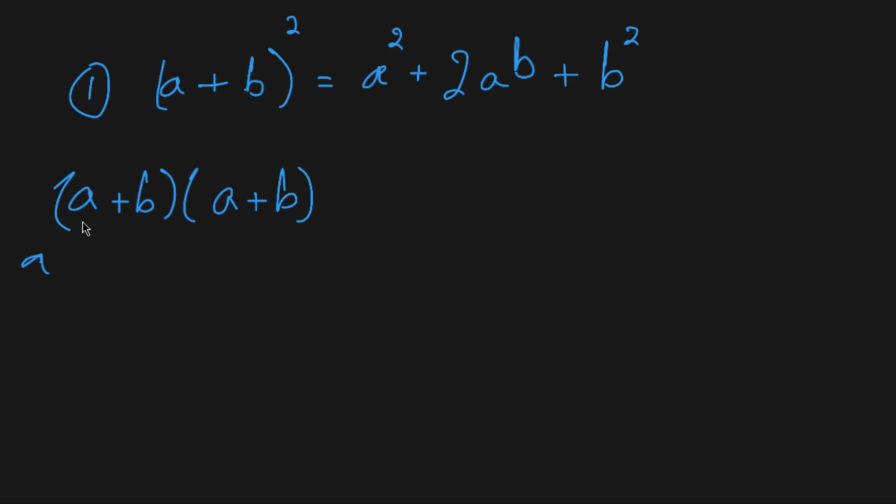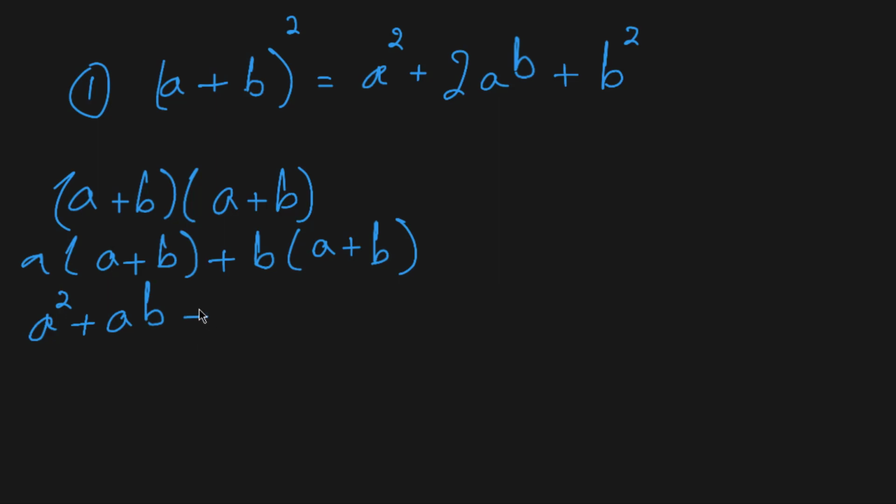Now if you multiply this by the distribution method, so take that a and write it in multiplication with this bracket, so that will be a plus b, and then take this positive b from the first bracket and write it in multiplication with the next bracket. And now simplify this. So a times a is a squared plus a times b is ab plus b times a is ba or ab, is the same thing, and plus b times b is b squared.